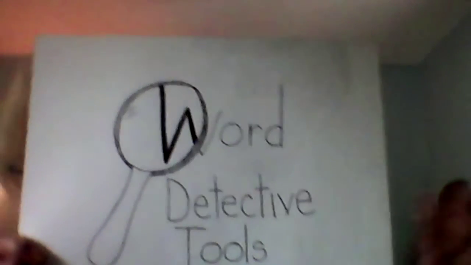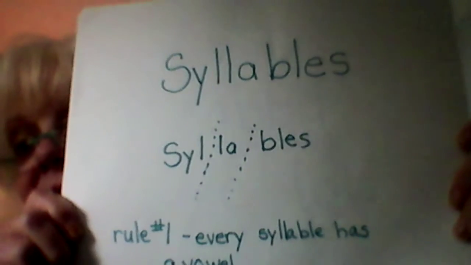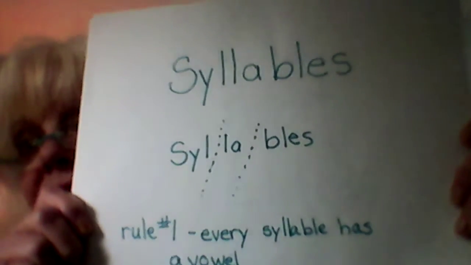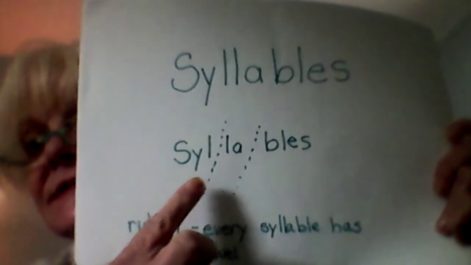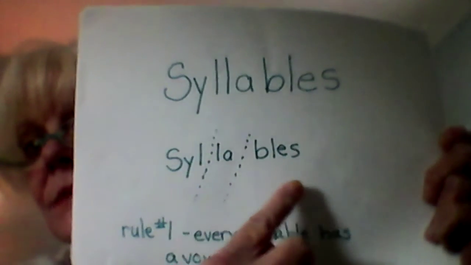Number 5. This is exciting. Exciting, 3 syllables. We're going to talk about syllables.